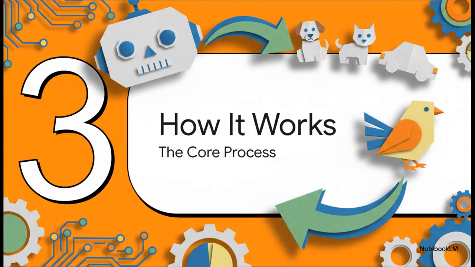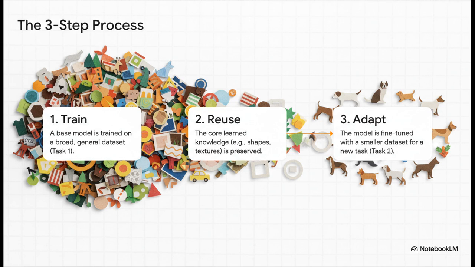Okay, so how does this actually work in the real world? It might sound pretty complex, but the core process is beautifully simple. Let's break it down. It pretty much comes down to three main steps. First, you train what's called a base model on a huge general dataset. So for images, this means feeding it millions of pictures so it can learn all the fundamental stuff. Edges, shapes, textures. Second, you take that pre-trained model with all its core knowledge. And finally, you adapt it for your new task by fine-tuning it. And that just means making some small adjustments using a much, much smaller, more specific dataset.